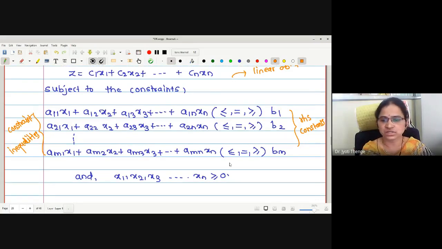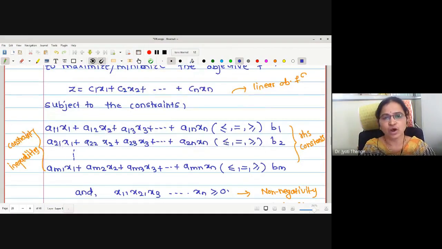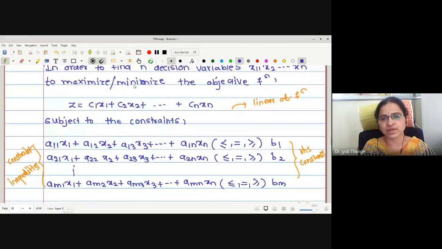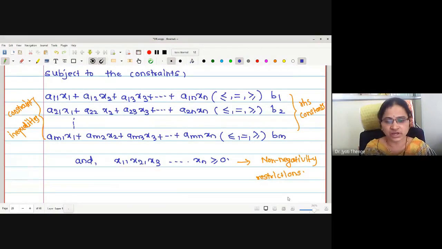These are called non-negativity restrictions, because in a linear programming problem the variables we want to find out must have non-negative values. Why? Because these variables may represent the number of workers, number of machines, number of days, etc. So these values cannot be negative. Understood? This is the general formulation of the linear programming problem: maximize or minimize a linear objective function subject to linear constraint inequalities, with non-negativity restrictions.